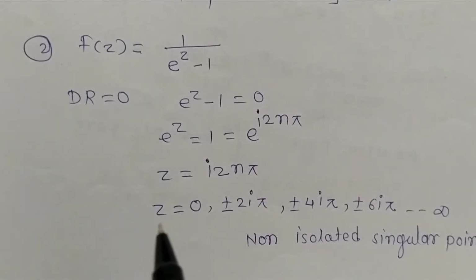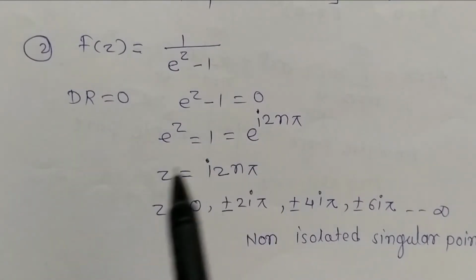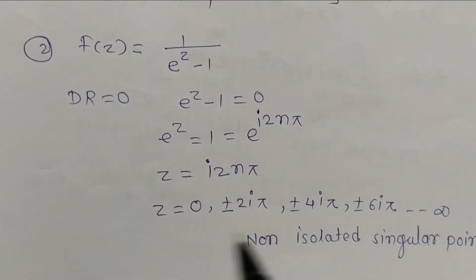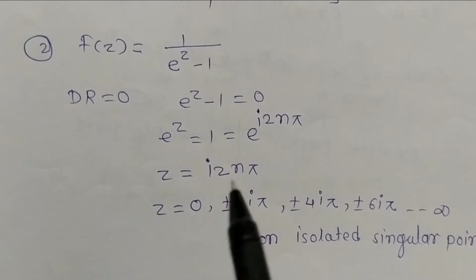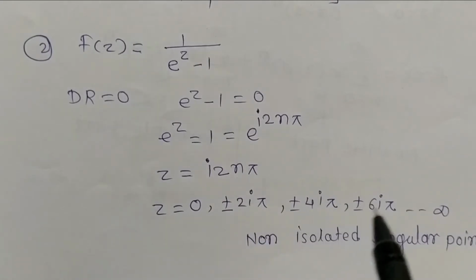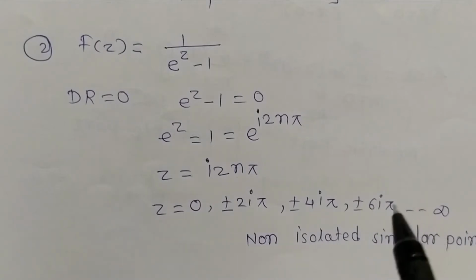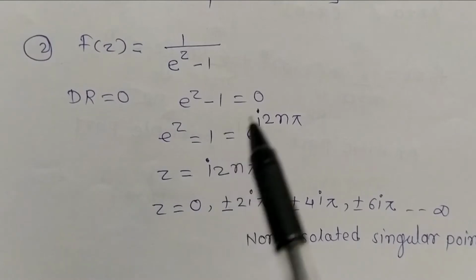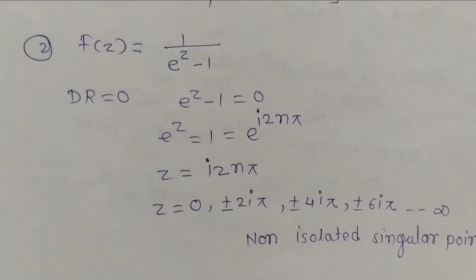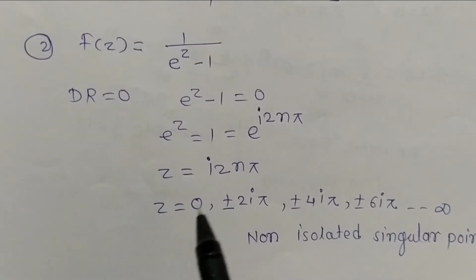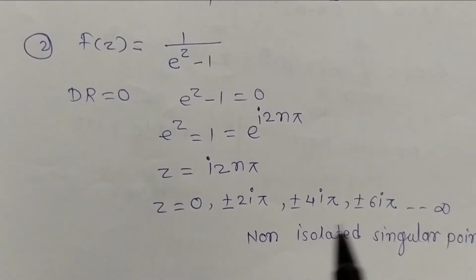So here z is equal to 2 i pi n, that is, z is equal to 0, z is equal to 2i pi, z is equal to 4i pi, and z is equal to 6i pi up to infinity. Then and only then is e raised to z equal to 1. So here there are an infinite number of points, so we call it a non-isolated singular point.